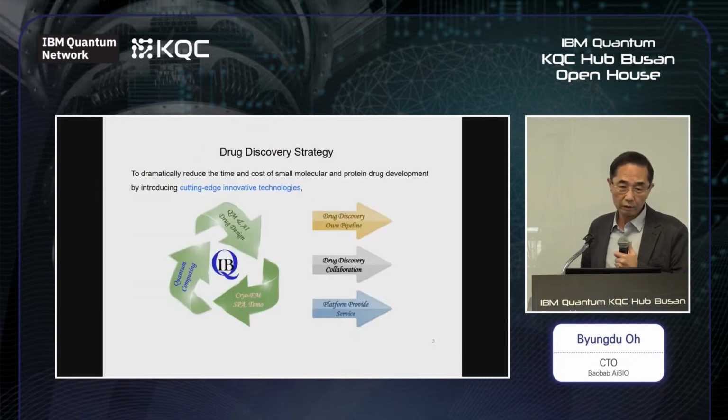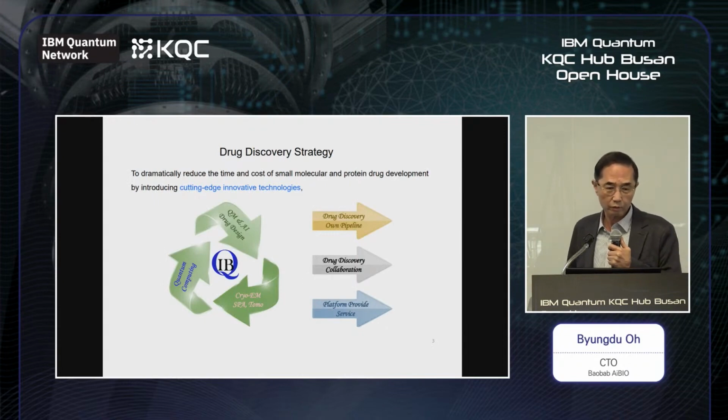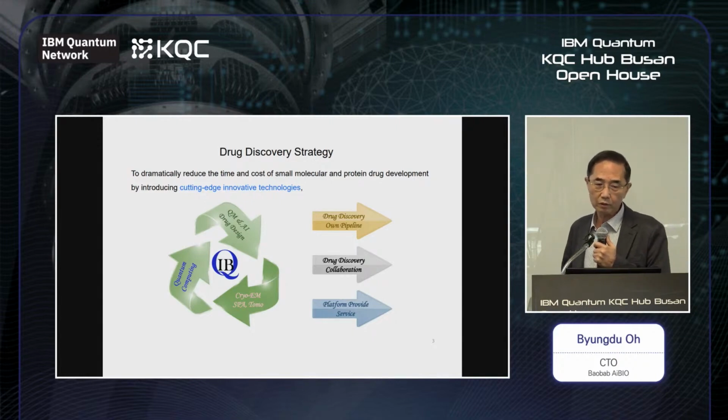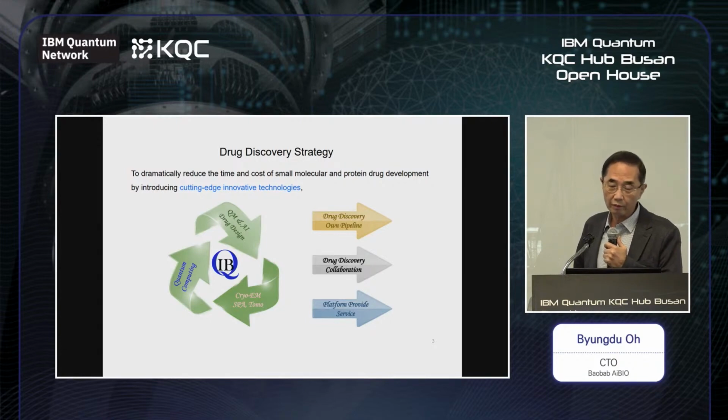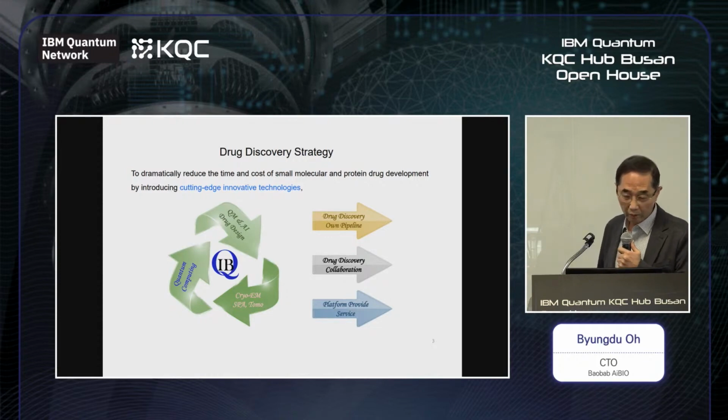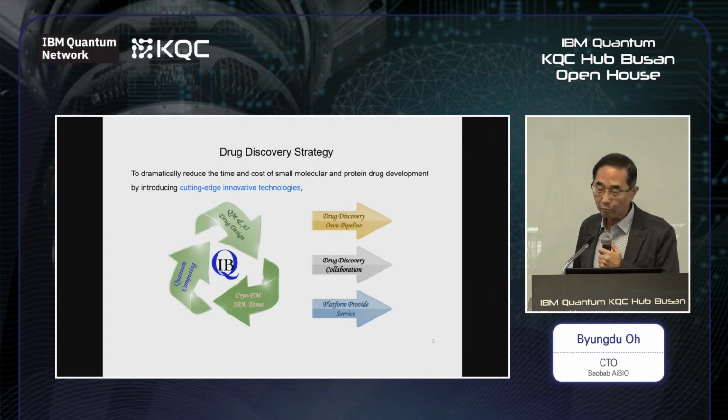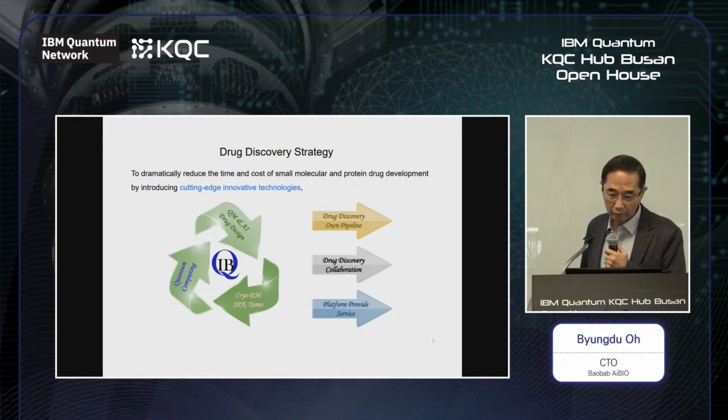So our drug discovery strategy is to dramatically reduce the time and cost of small molecule and protein drug development by introducing cutting-edge innovative technologies such as quantum computing and cryo-EM. Through those technologies, we would like to do drug discovery with our own pipeline, as well as in collaboration with other companies or institutions, and we would like to provide platform services.